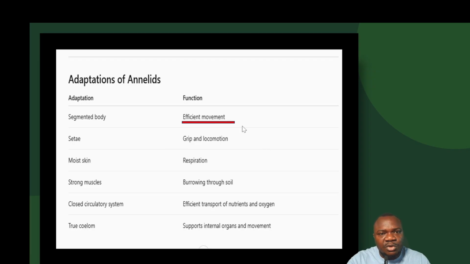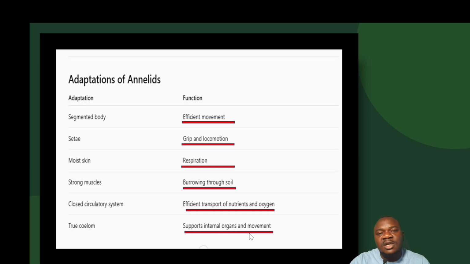They have a segmented body that helps for efficient movement. They have setae which help with gripping and locomotion. They have a moist skin for respiration. They have strong muscles which help them to burrow into the soil. They have a closed circulatory system which helps for efficient transport of nutrients and oxygen. They have a true coelom which supports internal organs and movement.